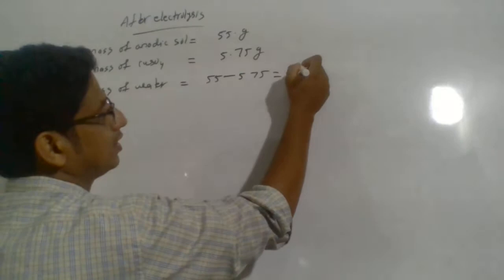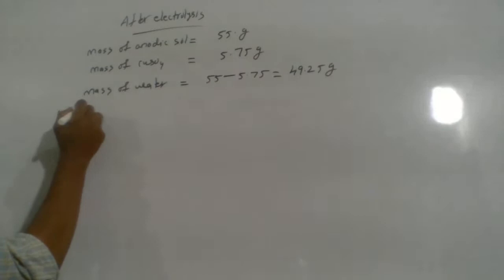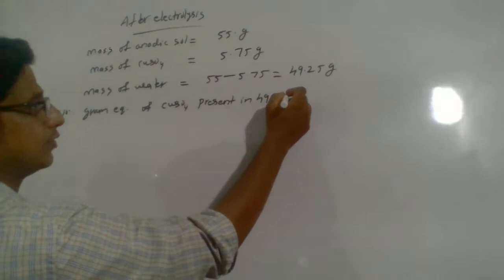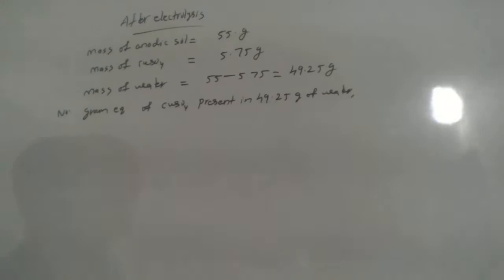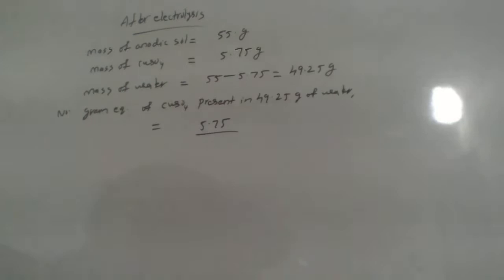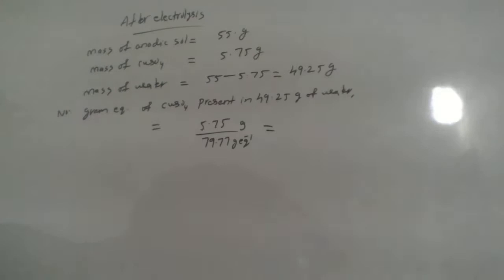Now you have to think about the number of gram equivalent of copper sulfate present in 49.25 gram of water. You can find it as the mass of copper sulfate, 5.75, divided by the equivalent mass of copper sulfate, which is given as 79.77 gram per equivalent. Do this calculation and you will get the number of gram equivalent of copper sulfate after electrolysis. This is 0.07215 gram equivalent.